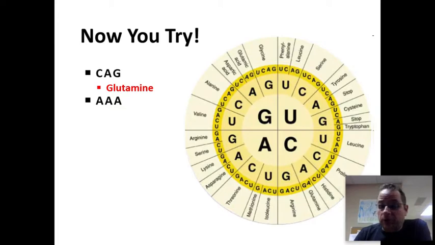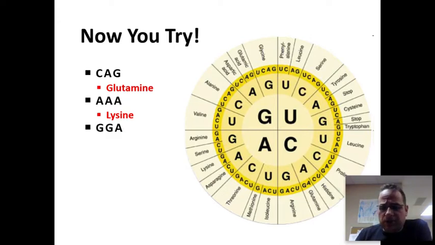AAA. Let me give you another minute to look at that one. Got your answer? Let's figure it out. Start off in the middle. Go to the middle ring, A, and then we're going to go A. I think it's going to be lysine. Yep, lysine.